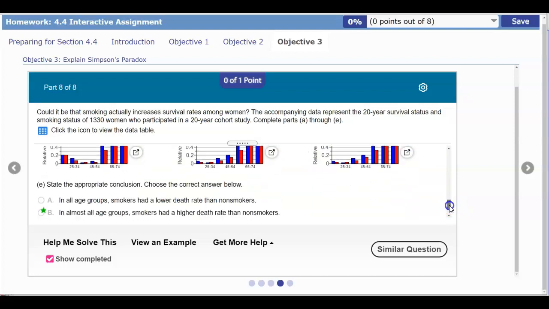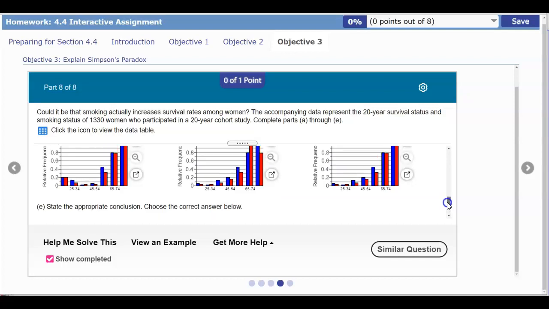And then it says to state the appropriate conclusion and choose the correct answer below. Well, it says that in almost all age groups, smokers had a higher death rate than non-smokers, because blue represents the smokers.